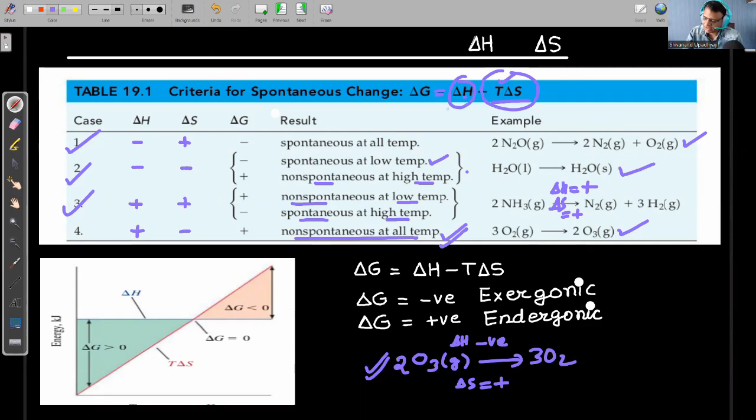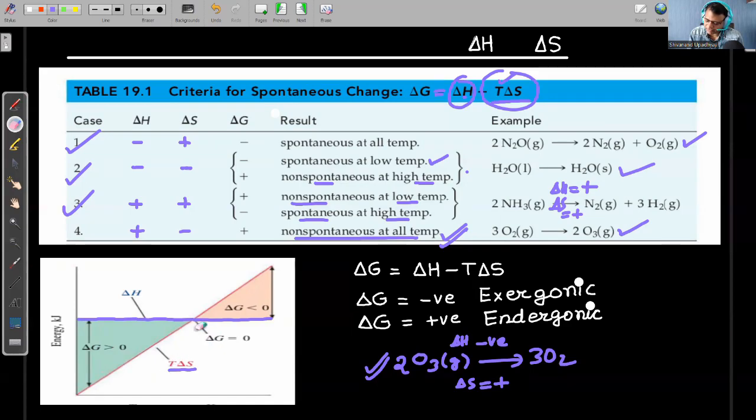Here in this graph, they have explained that if this is the value of delta H reaction, then the sign of delta G will depend on the value of T delta S. So we are looking at T delta S with respect to delta H, because delta G is equal to delta H minus T delta S, right?